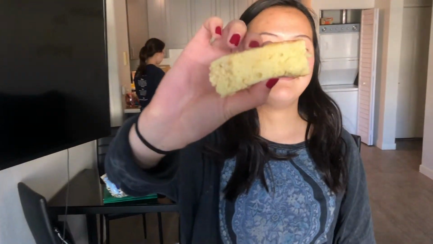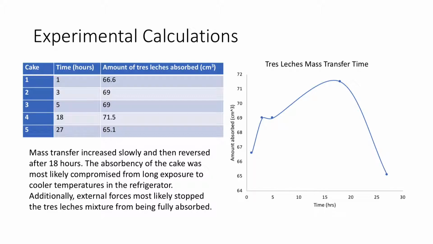You can see it's only soaked to the first bottom half of the cake. Mass transfer increased slowly and then reversed after 18 hours. The absorbency of the cake was most likely compromised from long exposure to cooler temperatures in the refrigerator. Additionally, external forces most likely stopped the tres leches mixture from being fully absorbed.